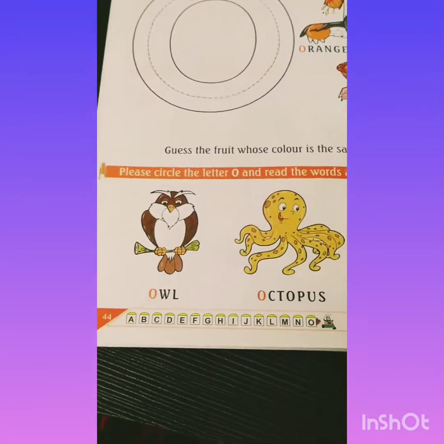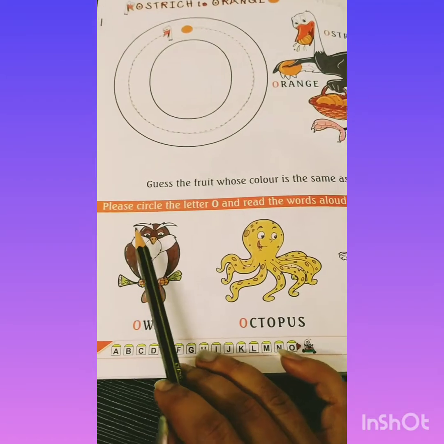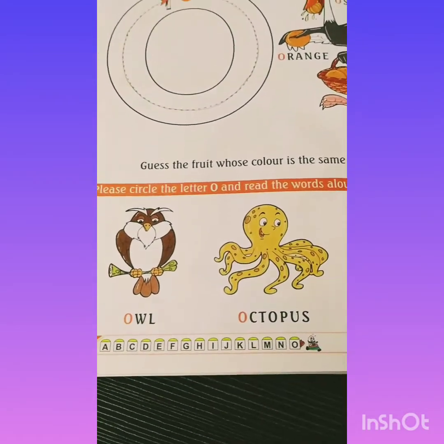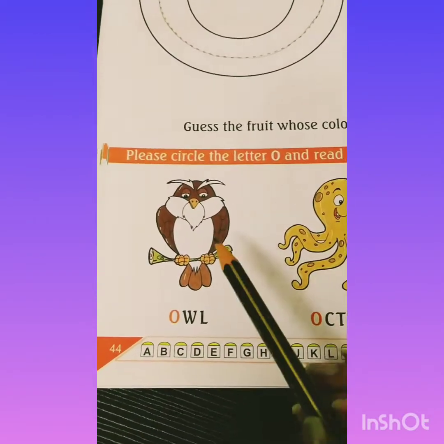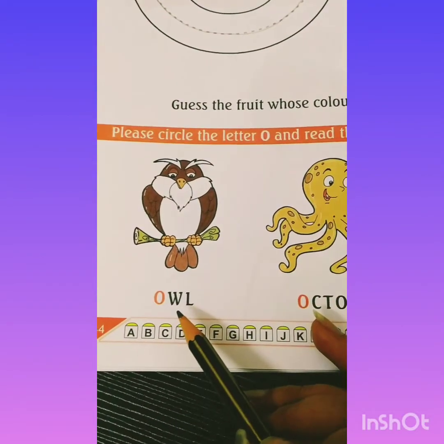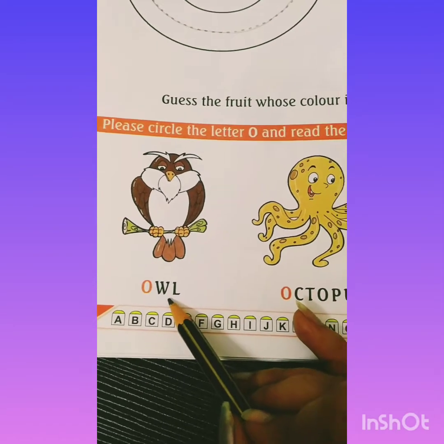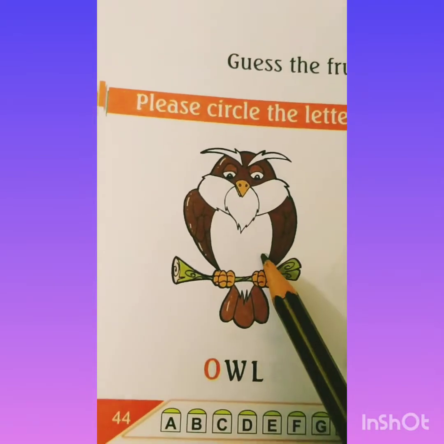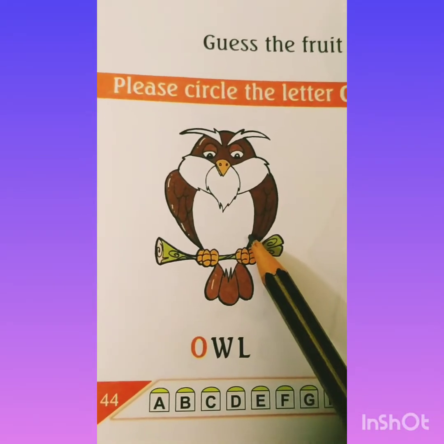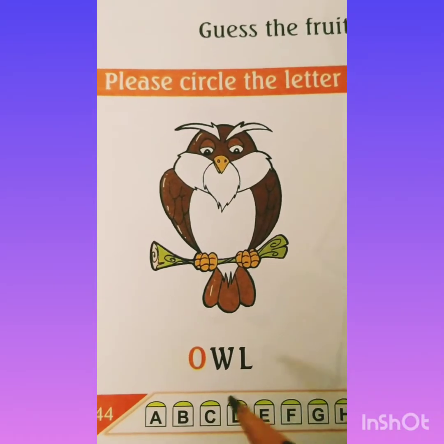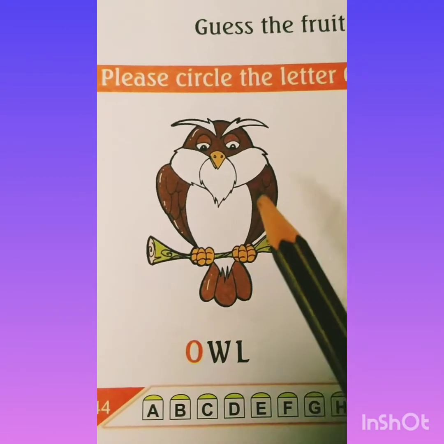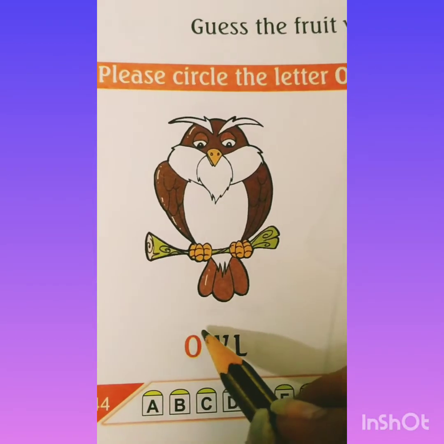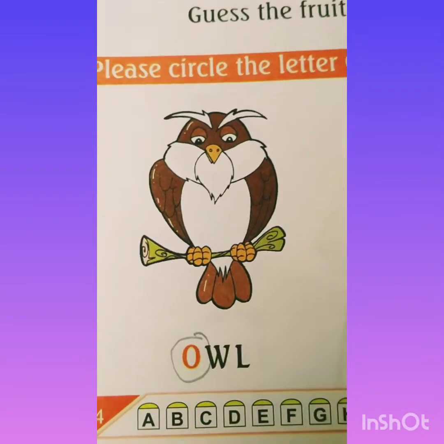Okay, now come downside. Please circle the letter O and read the words aloud. So you have to see the picture and speak this name loud and circle the letter O. So, what is this? This is owl. O for owl. So, you have to circle this letter O.